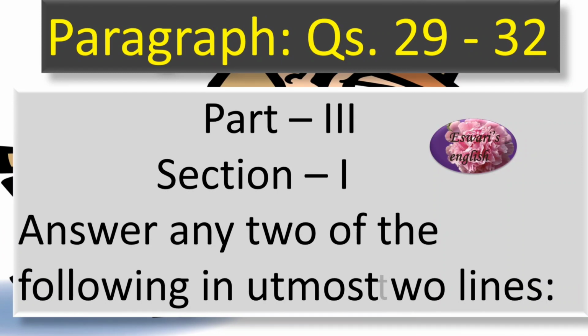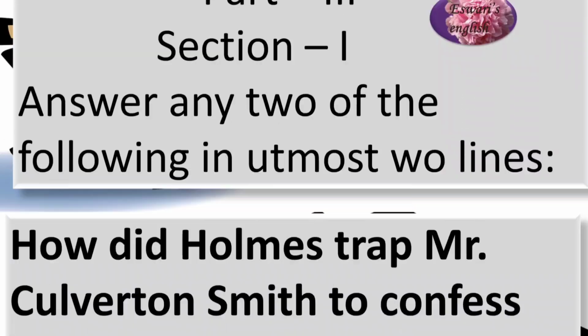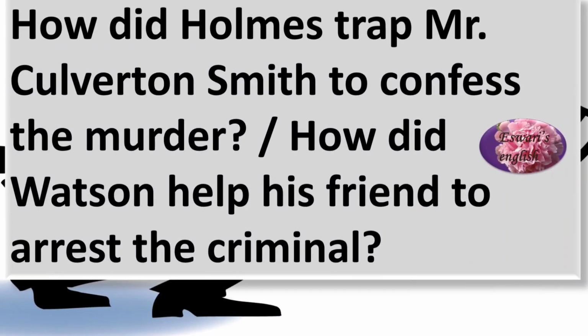Next, the paragraph question, which would be asked in part 3, section 1, in question number 29, 30, 31 and 32. 4 questions will be there. You have to select any 2. How did Holmes trap Mr. Culverton Smith to confess the murder? How did Watson help his friend to arrest the criminal?